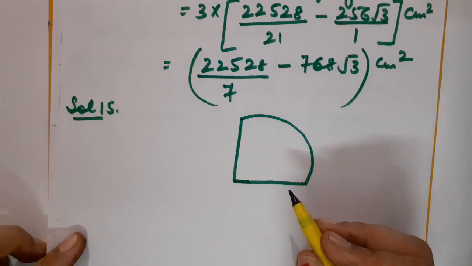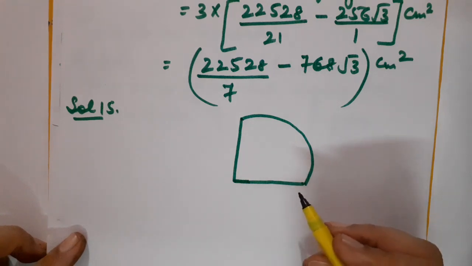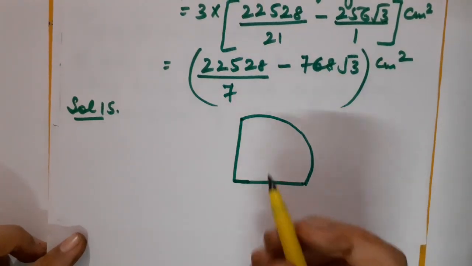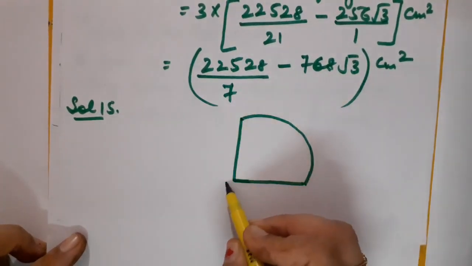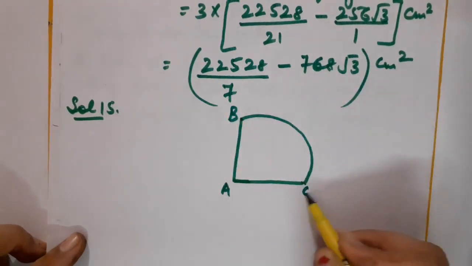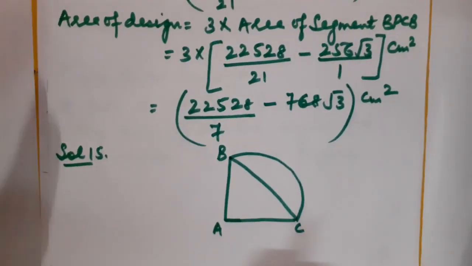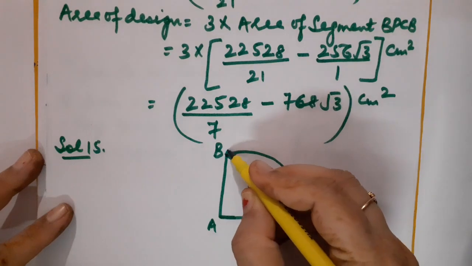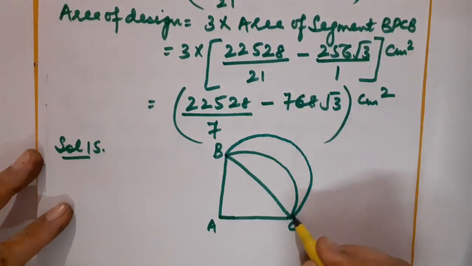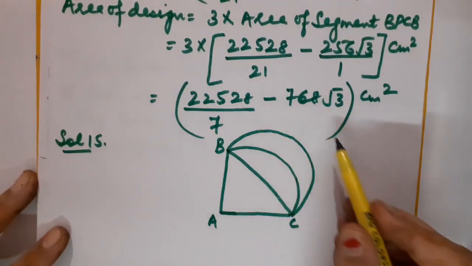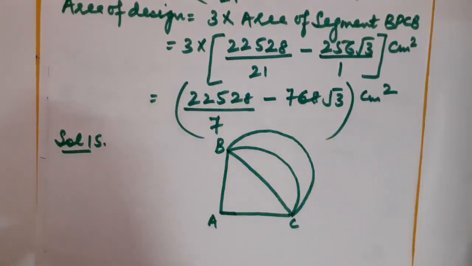Okay, of radius 14 centimeter and a semicircle is drawn with BC as a base. So first of all, let me give the name to this quadrant. While taking BC as the diameter, one semicircle is drawn. So we are supposed to calculate the area of the shaded region.